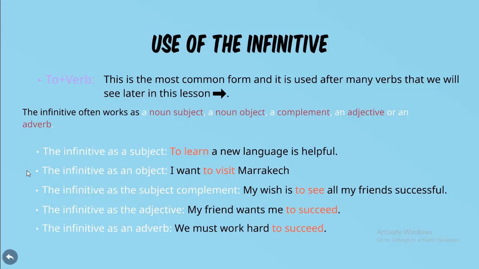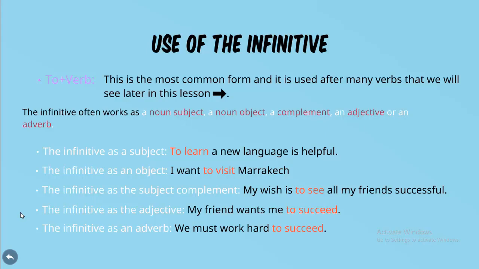The infinitive as an object. I want to visit Marrakesh. To visit is the object of the sentence. The infinitive as a subject complement. My wish is to see all my friends successful. The job of the subject complement is to give you more information about the subject. My wish. What is my wish? My wish is to see all my friends successful. That's the job of the subject complement.